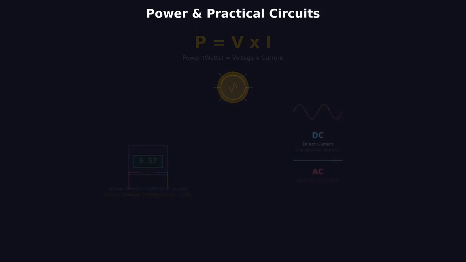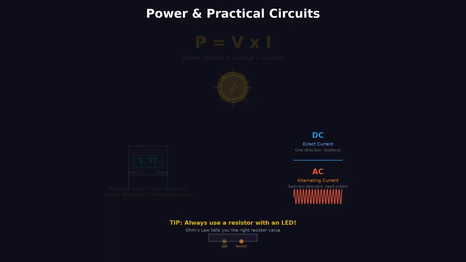A quick note on the type of electricity: direct current, or DC, flows in one direction like from a battery. Alternating current, or AC, switches direction like what comes out of your wall socket. One last practical tip: if you're building your first circuit on a breadboard, always use a resistor with an LED. Without one, the LED will draw too much current and burn out in seconds. Ohm's law tells you exactly what resistor value you need.